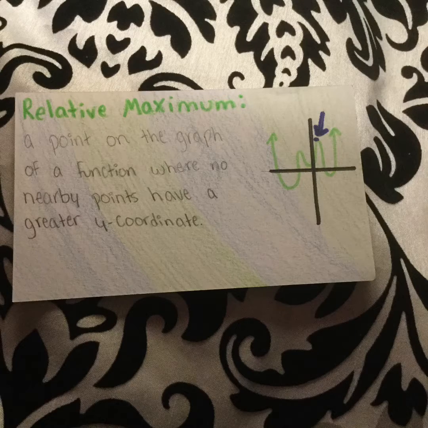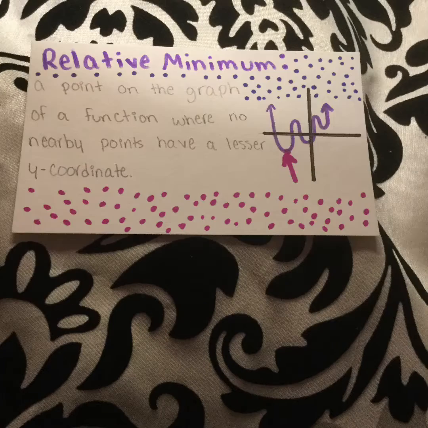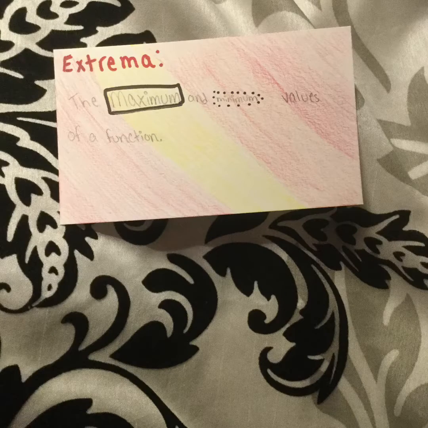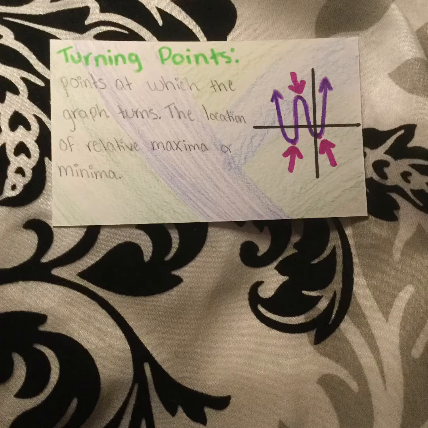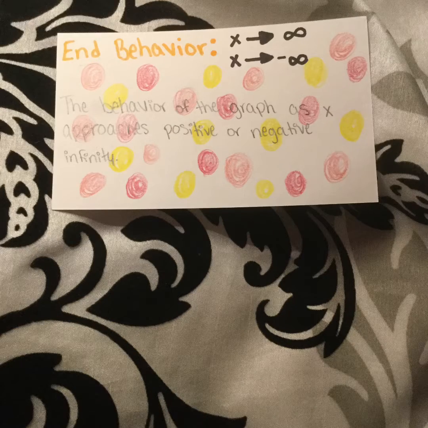Relative maximum: a point on the graph of a function where no nearby points have a greater y-coordinate. Relative minima: a point on the graph of a function where no nearby points have a lesser y-coordinate. Extrema: the maximum and minimum values of a function. Turning points: points at which the graph turns, the location of relative maxima or minima.